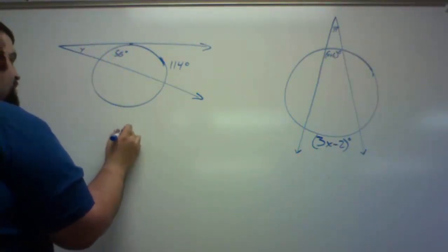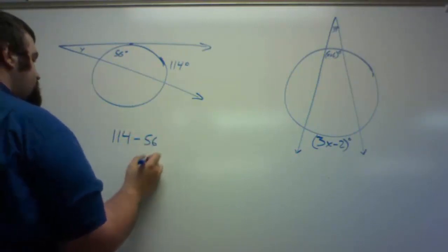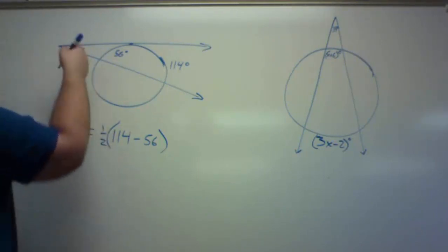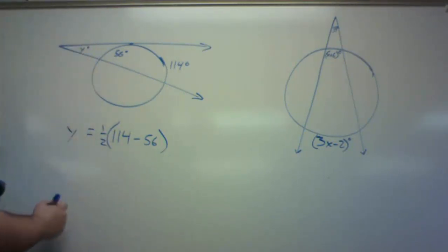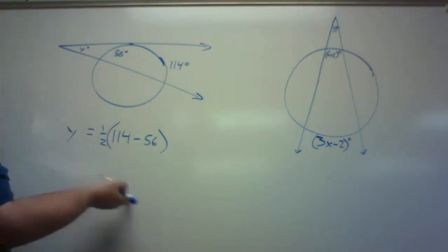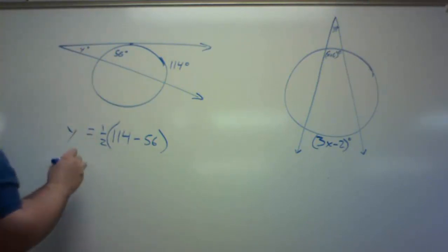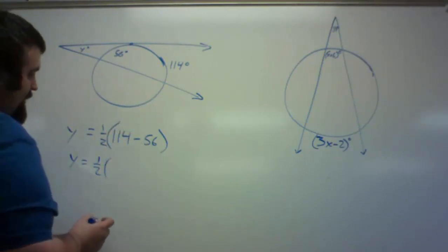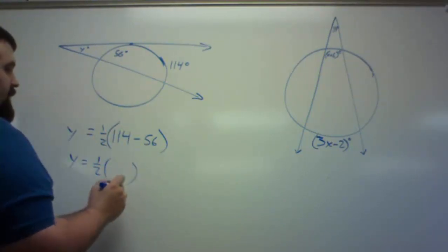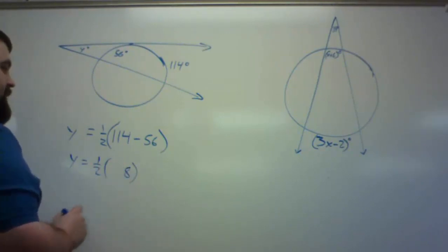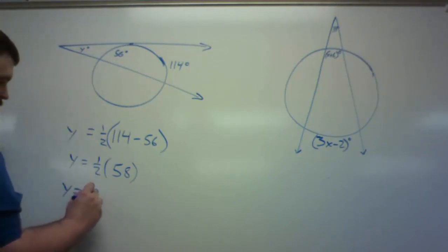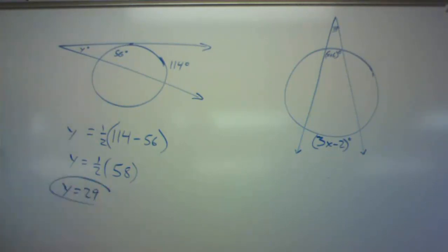So 114 minus 56. I want half of that value. And that will be equal to my angle right here. So big arc minus small arc divided by 2 is that angle. So y equals 1/2 of... of course I had to choose one that wasn't too nice to me. It's an 8, of course, 58. Half of 58 ends up being 29. So y is 29. Reasonable.